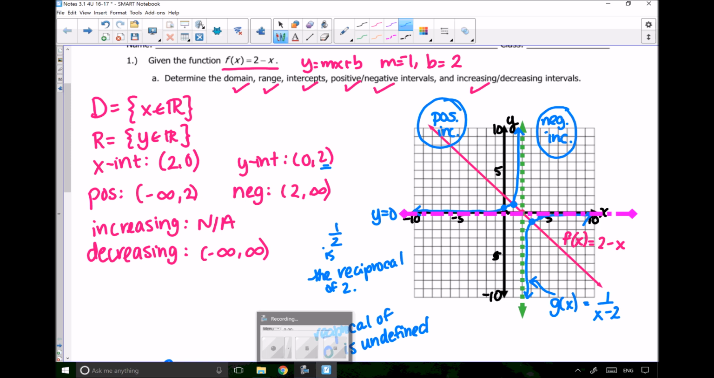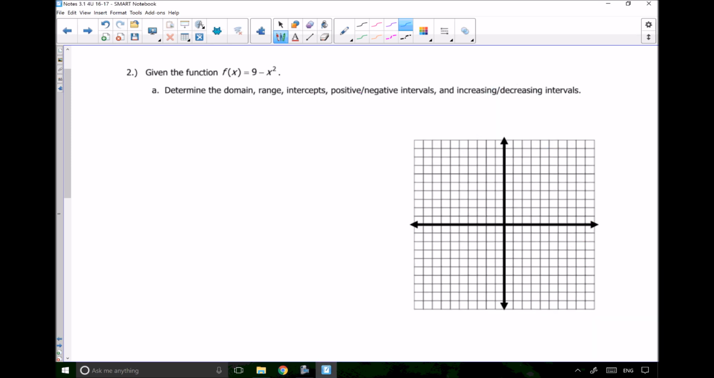Okay, let's take a look at question number 2. Given the function f of x equals 9 minus x squared, we want to determine the domain, the range, the intercepts, the intervals of positive and negative y values, and then our increasing and decreasing intervals. Same exact thing. So I'm going to go ahead and set up my graph. I'm going to label my axes x and y, and I'm going to go up by ones again. So I've got my graph almost ready to go.